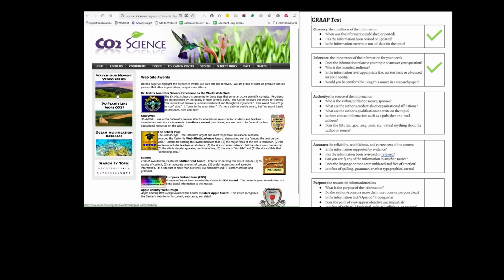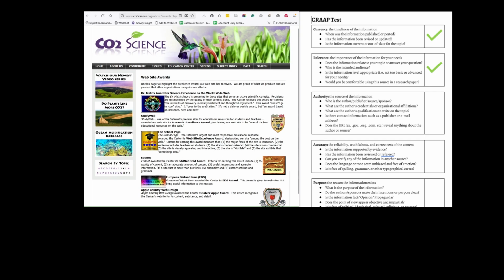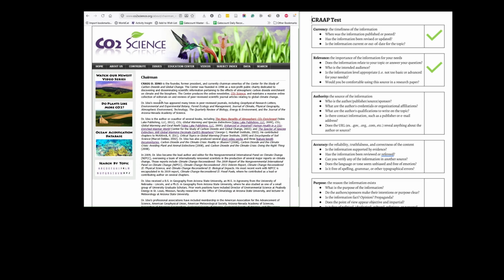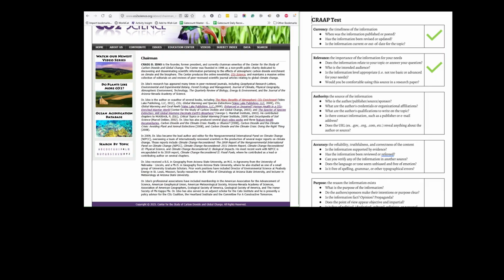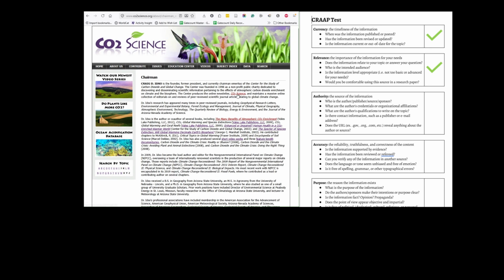Let's see. This looks like the site has won several awards, all education related. So it's an award-winning site. That's helping to confirm the authority. Let's see who the people are who write for them. It looks like they all have science degrees, advanced degrees. This person has a PhD. It says that his research has appeared many times in peer-reviewed journals, and it lists some of them. It's got a long list of publications. His credentials look very good. So certainly I would give authority a big check mark on the CRAAP test.